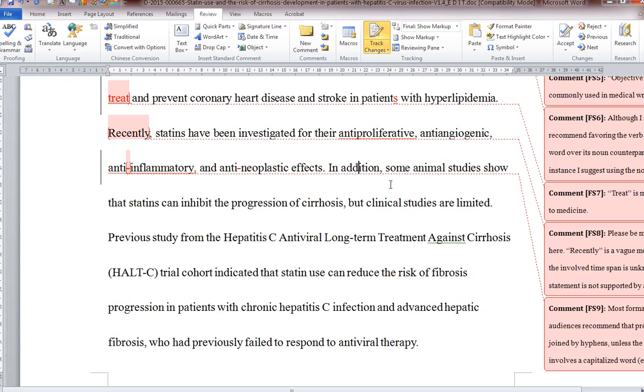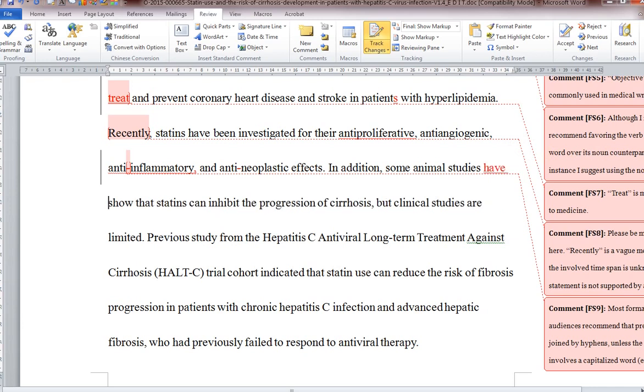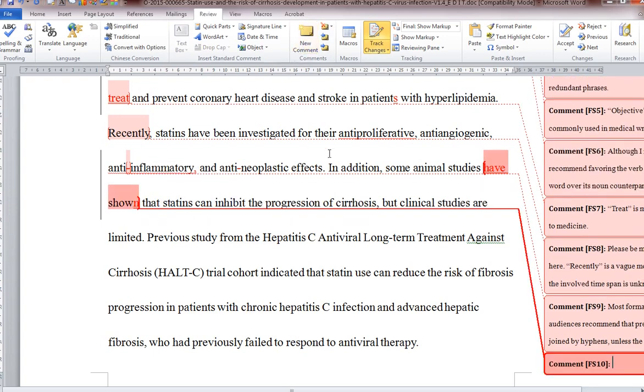Okay, in addition, some animal studies show, okay. Depending on the style, one might want to use the present tense in describing previous research. However, unless we are informed otherwise by the author or the target audience, we generally follow a convention that uses the past tense or the present perfect tense to refer to previous research. Okay.